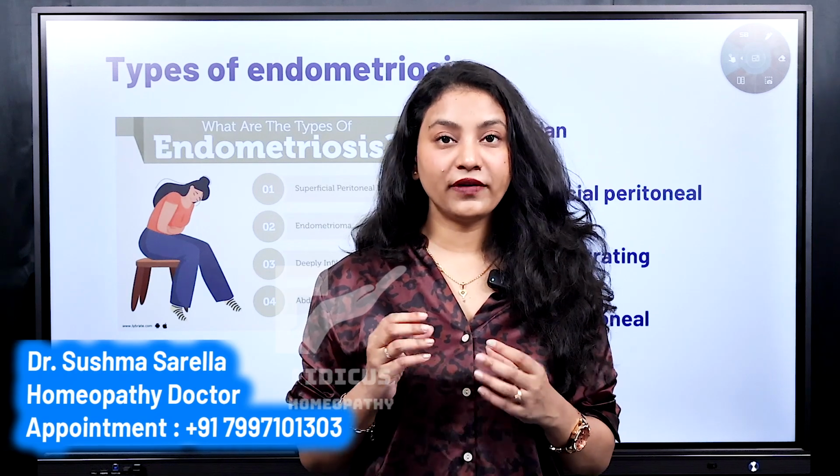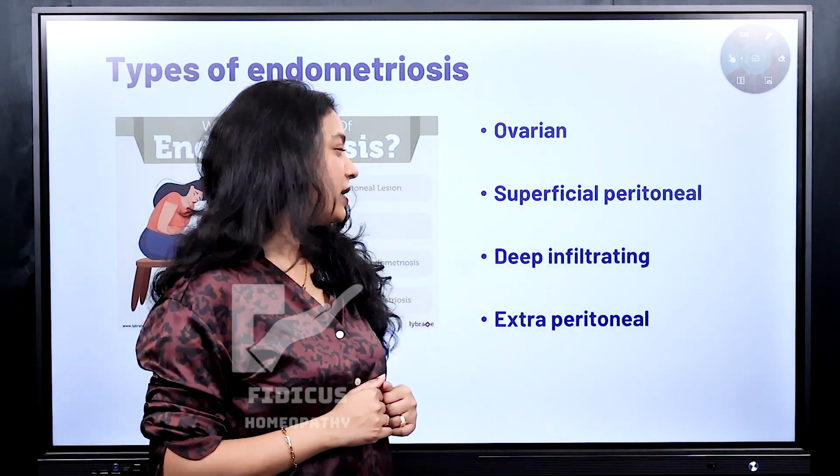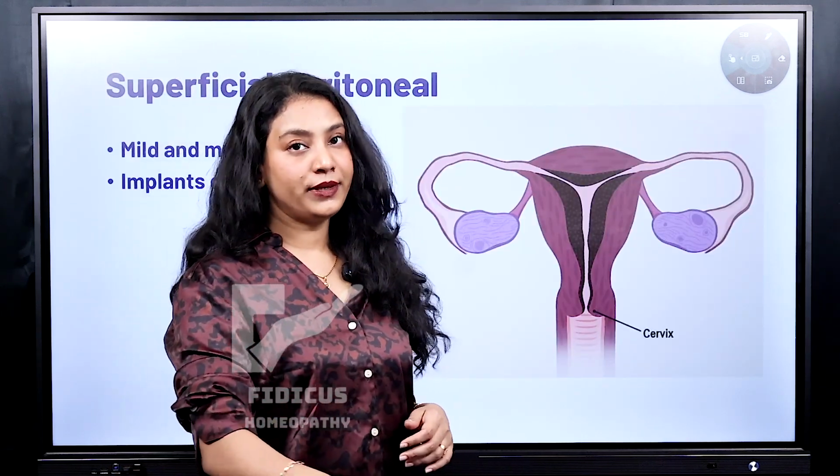Now let's note the types of endometriosis: ovarian, superficial peritoneal, deep infiltrating and extraperitoneal. So what is superficial peritoneal endometriosis?